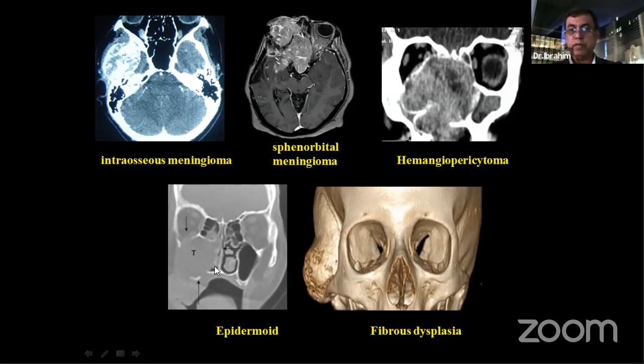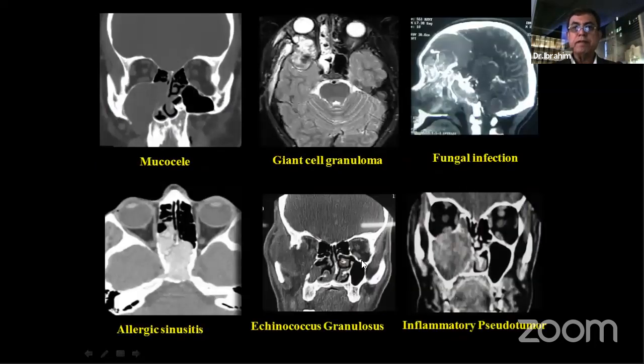hemangiopericytoma, epidermoid, fibrous dysplasia, mucocele, and we presented this case in the other department, giant cell granuloma, fungal infection. This is a patient from Libya who came with this extensive fungal infection, and he was not immunocompromised. Allergic sinusitis. Dr. Mahmoud Asad loved to have this diagnosis, allergic sinusitis. Echinococcus granulosus, a very weird site for the pathology here. Inflammatory pseudotumor.